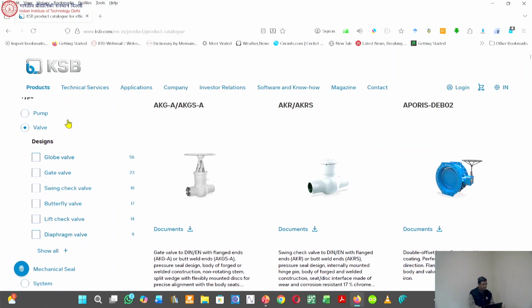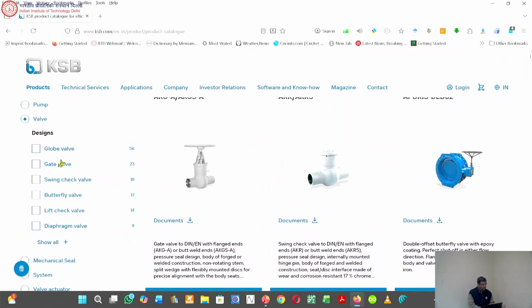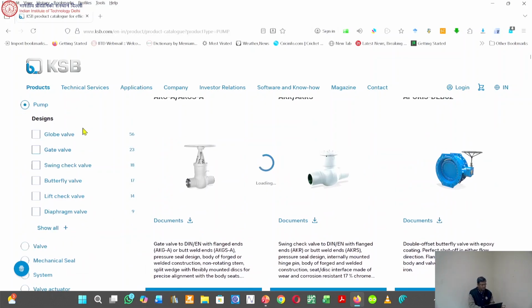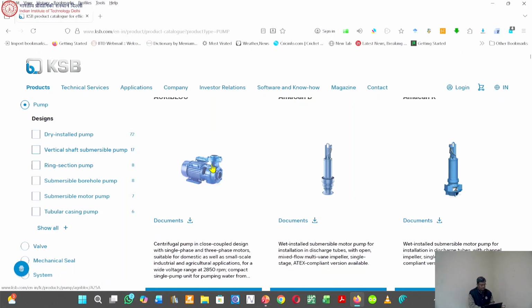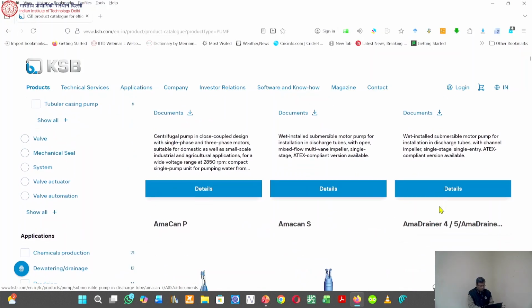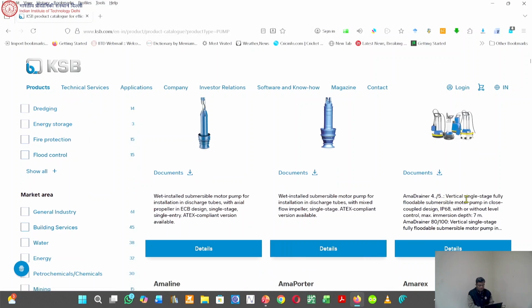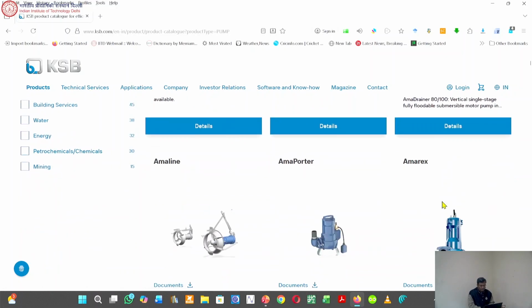You can see pumps, valves, mechanical seals, valve actuators, valve automation and all that, various things. I have not explored everything here, but let's say you choose pumps, then you will see this one, this is a submersible motor pump. This is a more usual kind of pump, and this is a vertical single stage fully floodable submersible pump. So there are various varieties of pumps.